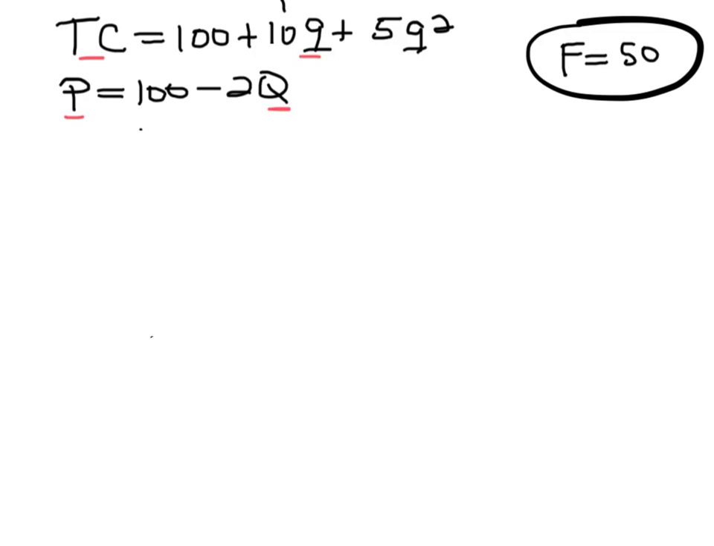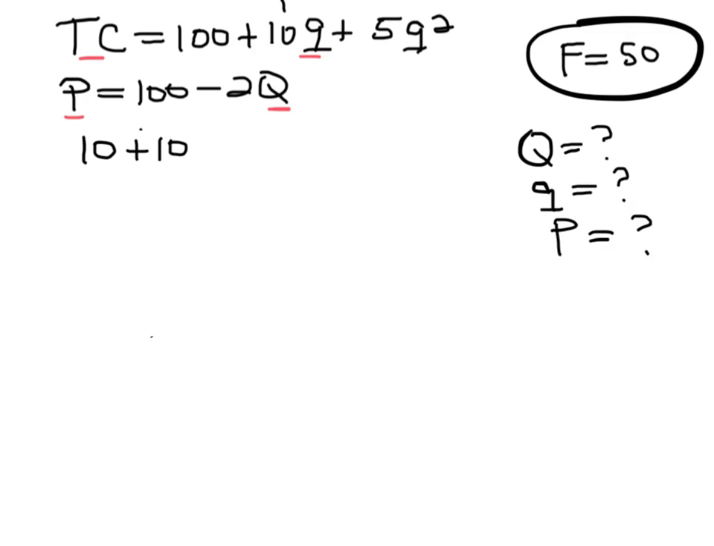So our goal here is to find the market quantity, the firm quantity, and also the price, the market price, which is also the price that the firm uses. So unfortunately, we don't know that yet, because as you see, we have 1, 2, 3 unknowns and 2 equations. So we need one more equation, but we know that if the firm maximizes profits, then the marginal cost, which is going to be 10 plus 10Q, is going to be equal to the price, which is 100 minus 2Q.